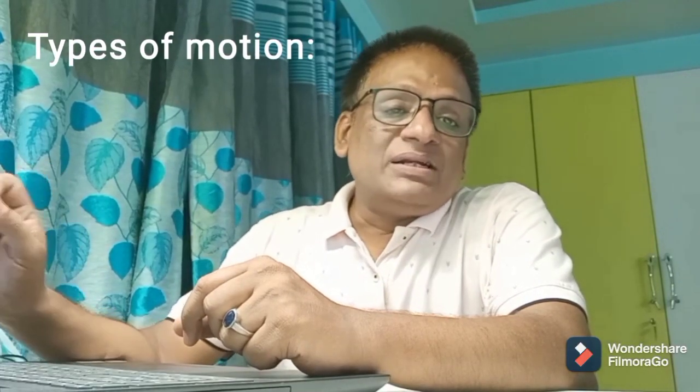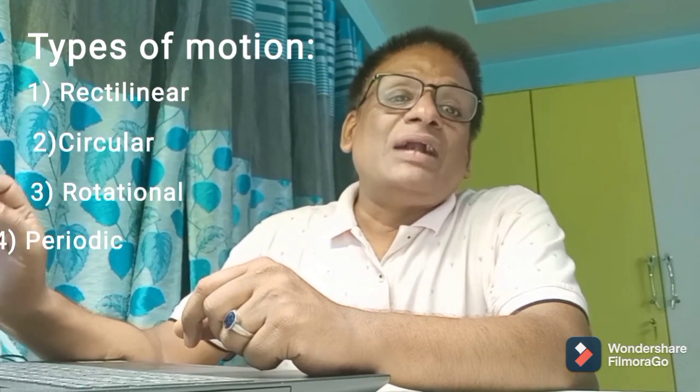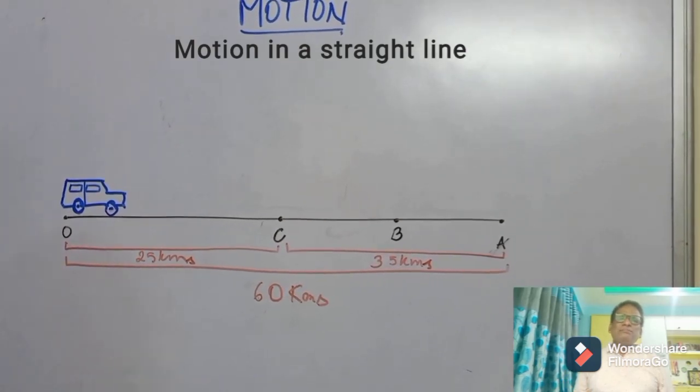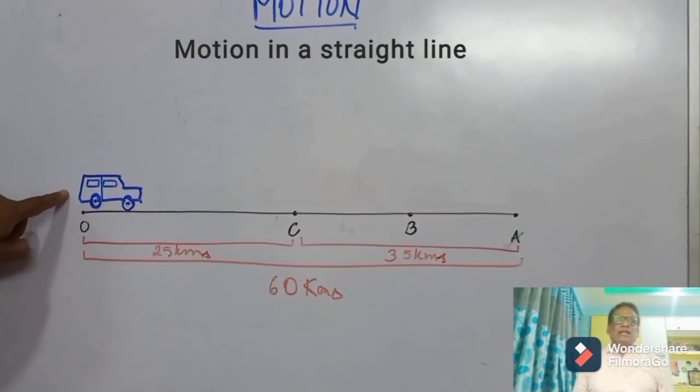Basically, there are four types of motions: rectilinear motion, circular motion, rotational motion, and periodic motion. Motions are much more complex, and we will understand the complexities of motion in our coming videos. The simplest type of motion is the motion in a straight line. For example, a car moves in a straight line.